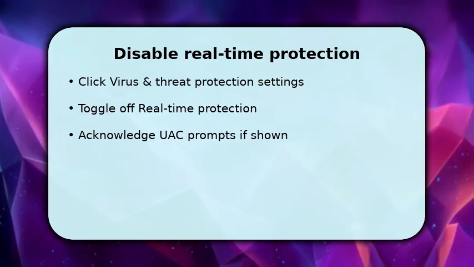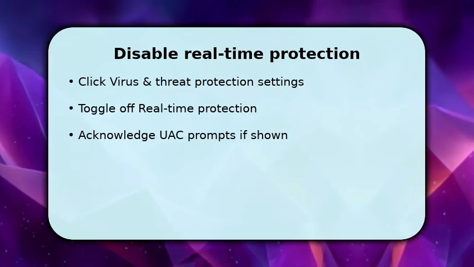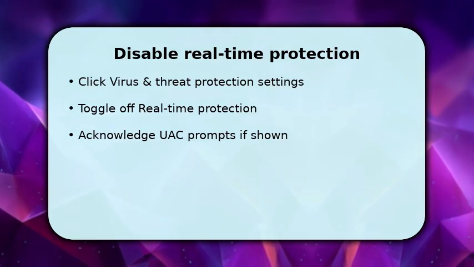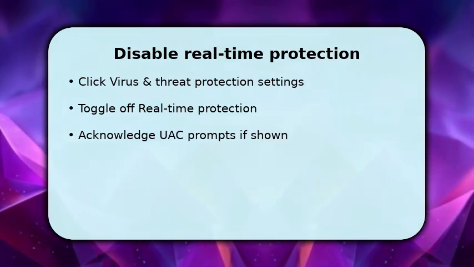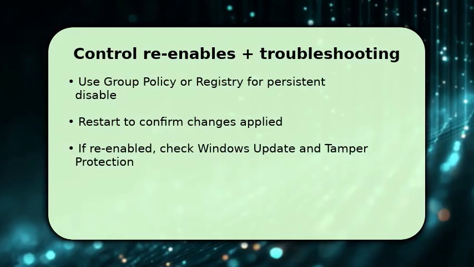Remember, this disables immediate threat scanning. Keep internet and downloads cautious. Once done, Windows may automatically re-enable protection later after an update. To prevent automatic re-enabling, use group policy or registry edits. You do this only if you understand the system risk, because it makes the change persistent.